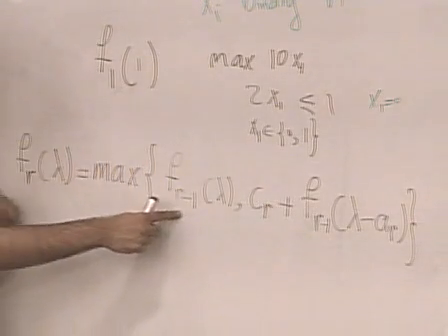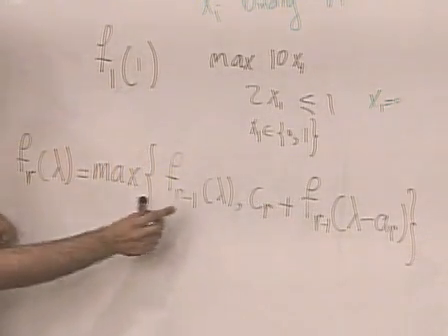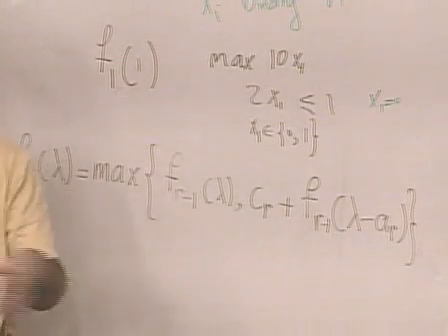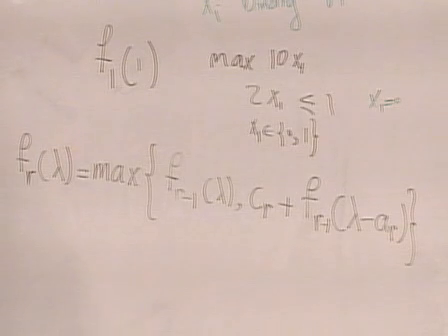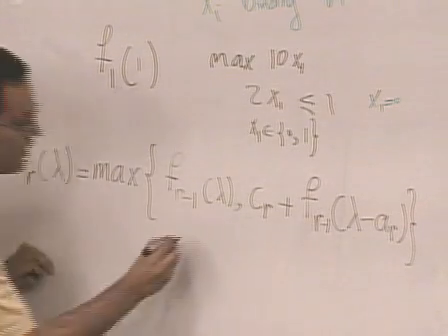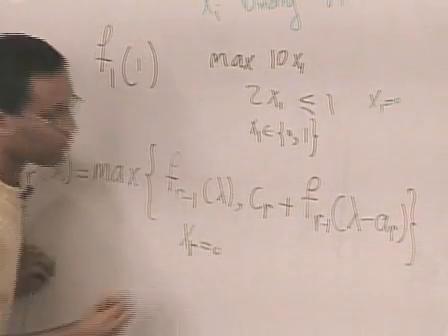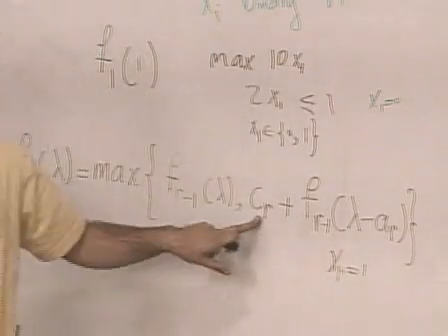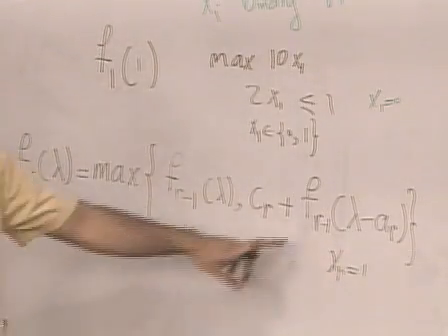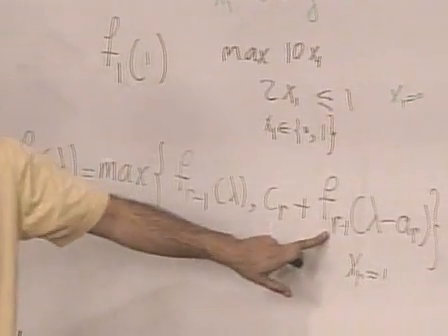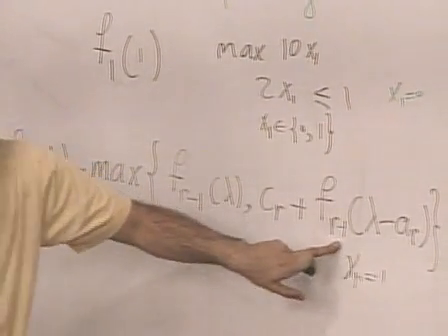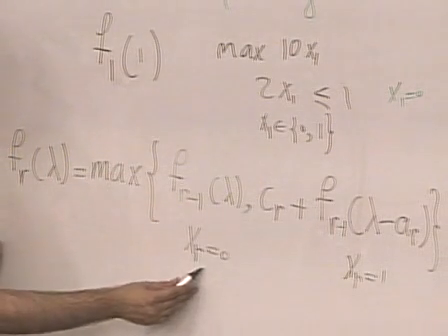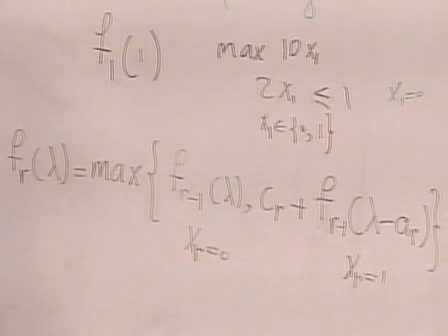I either put this item there, or I don't put it there, and just look at the problem with, instead of 10 items, 9 items with the same capacity, and solve it. Either this is the best solution, meaning xr equals 0, or xr equals 1, which means that I put this item there, I get the value of cr, and then solve a knapsack with a smaller capacity and one item less. So basically I'm saying either the solution is xr equals 0 or xr equals 1. And I have to choose the maximum.